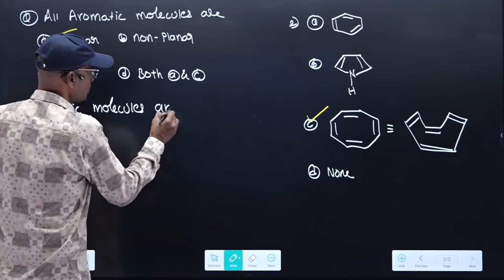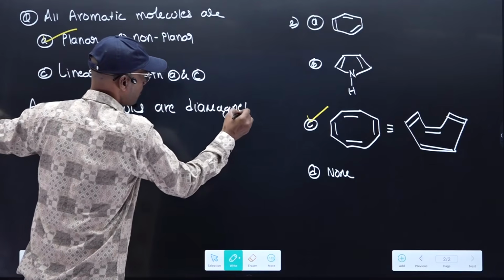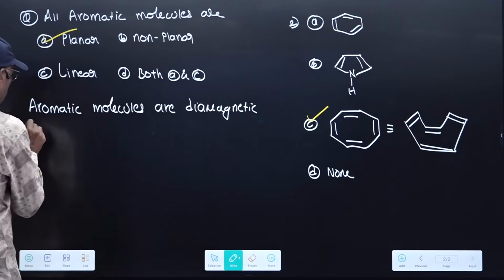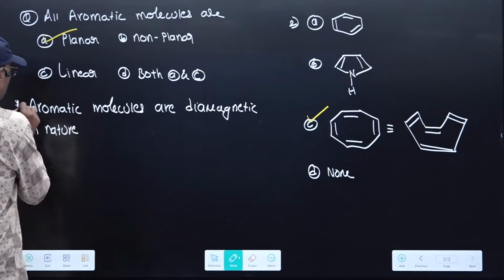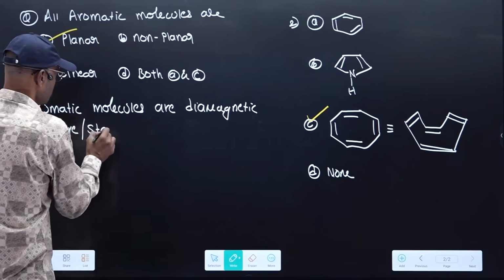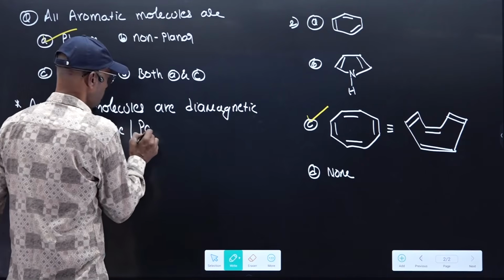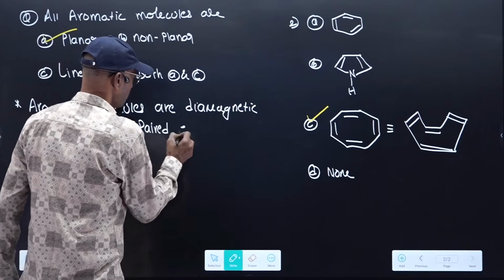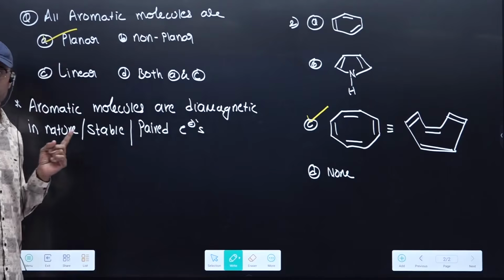Aromatic molecules are diamagnetic in nature. So this point you remember, they are stable and diamagnetic. Aromatic molecules are diamagnetic, so they have a paired arrangement of electrons. This point remember, there is no unpaired electron in aromatic molecules.